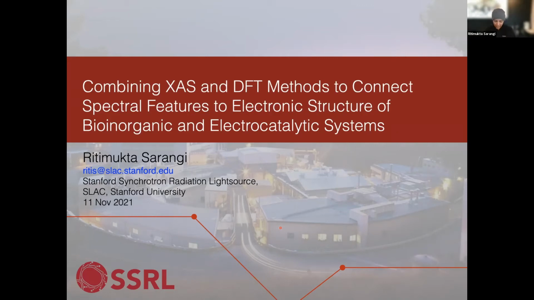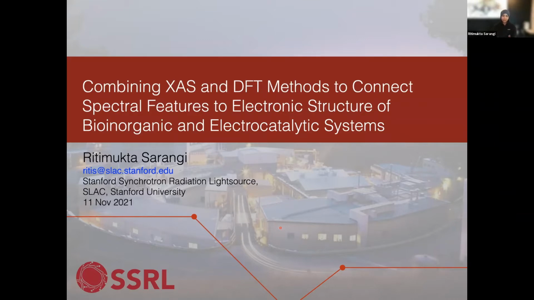So today, my talk is about combining XAS and DFT methods to connect spectral features to the electronic structure of bioinorganic and electrocatalytic systems. I wanted to start with a bioinorganic system and then end with an electrocatalysis system.